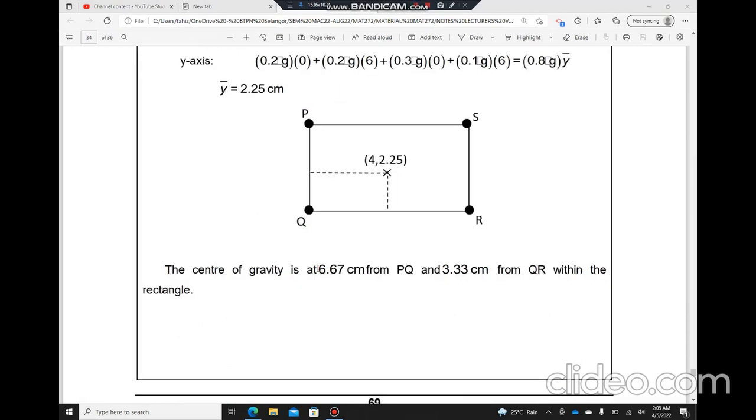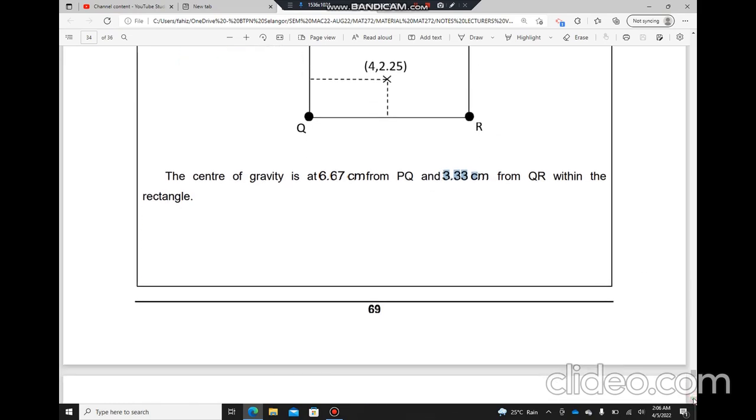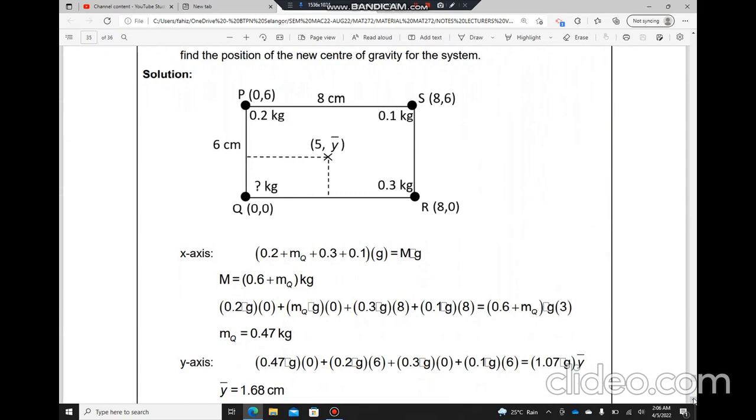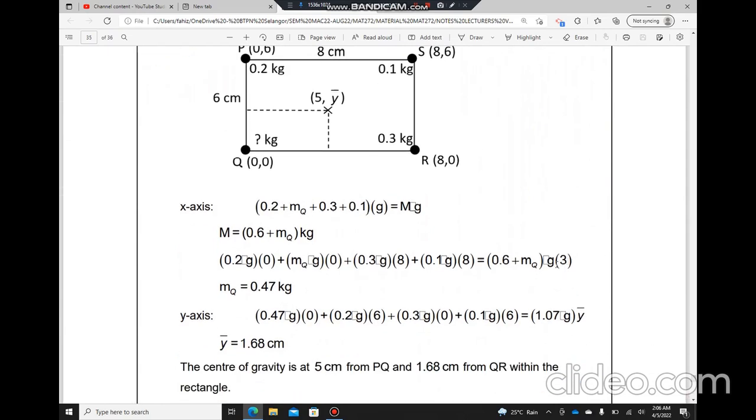Okay, there is a small mistake here. The conclusion is, the center of gravity is 4 cm from PQ and 2.25 cm from QR. Okay, because for QR we calculated 2.25 earlier and for PQ is 4. So it is a small mistake, a typing error. And if you ask where the 3 comes from, if you look at X, between here is 6 cm. Okay, so 6 cm we divide by 2, we get 3.